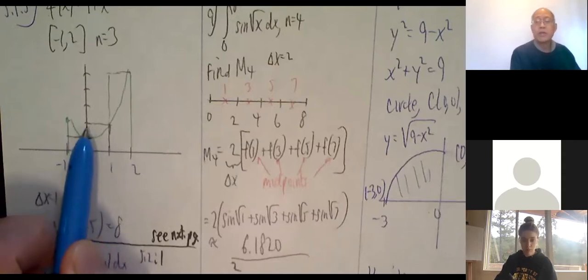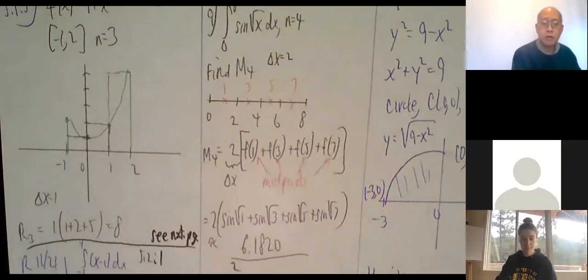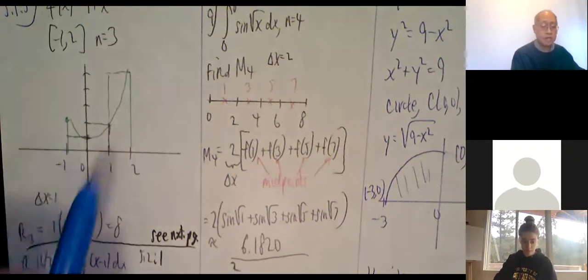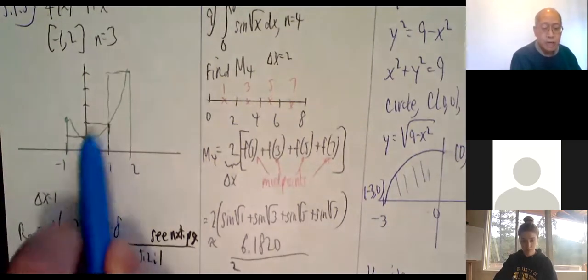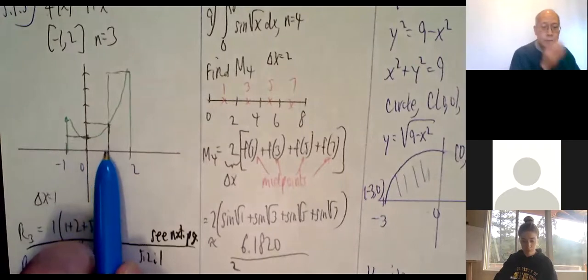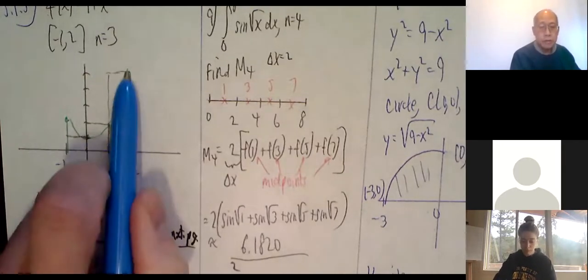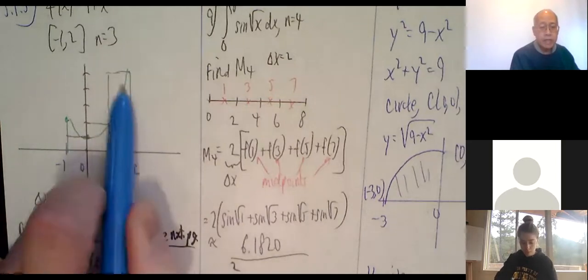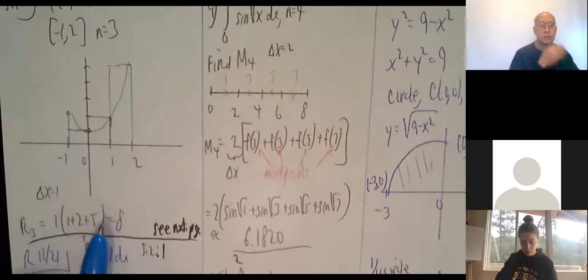If I always use the left endpoint or right endpoint, you don't necessarily always have an under or over estimate. The graph might change. For the right endpoint, this rectangle is too small, but this rectangle is too big. They want the same thing for the third right endpoint. The right endpoint between 1 and 2 is 2. Go straight up until I touch the graph, draw a rectangle, and this one is clearly too big.